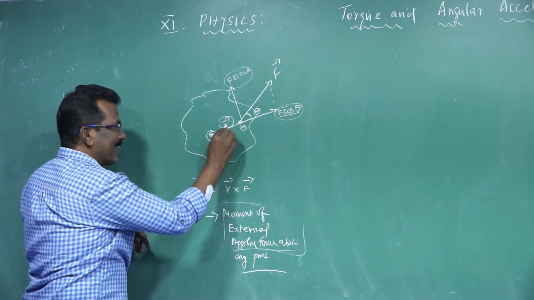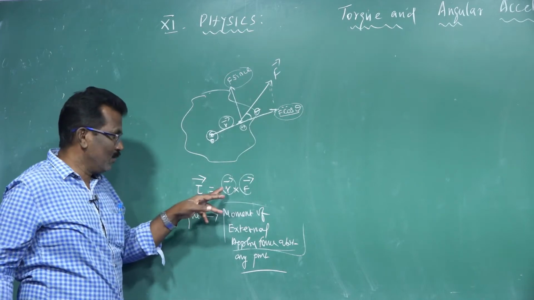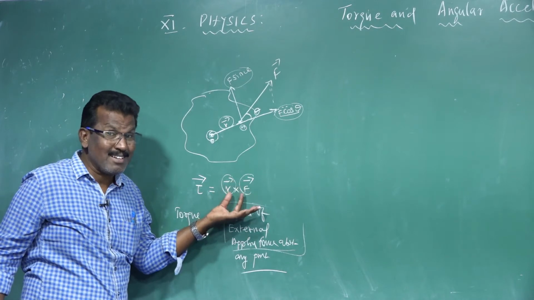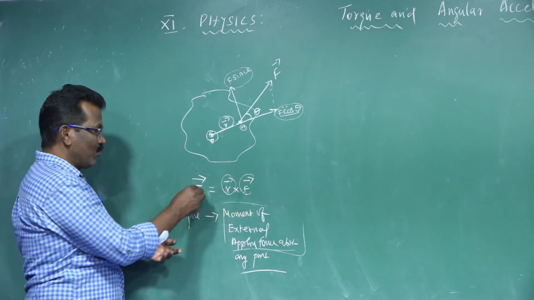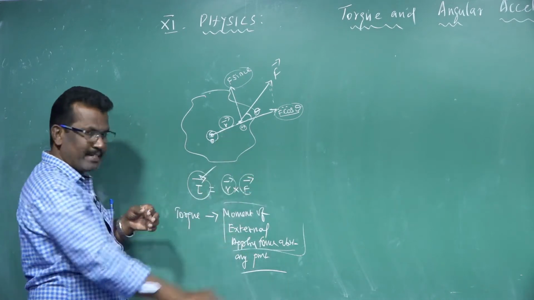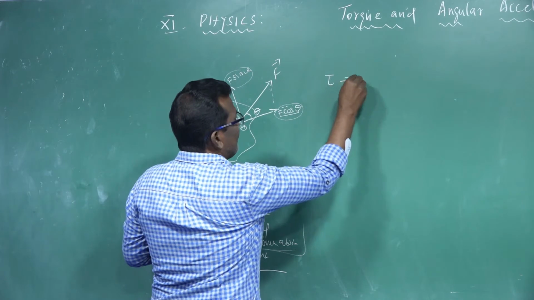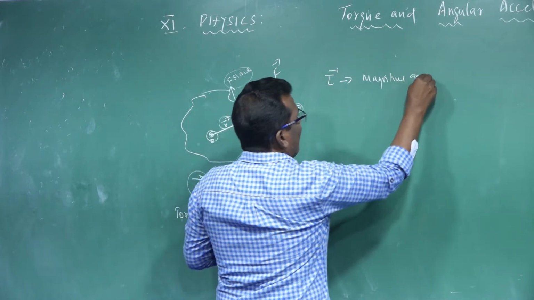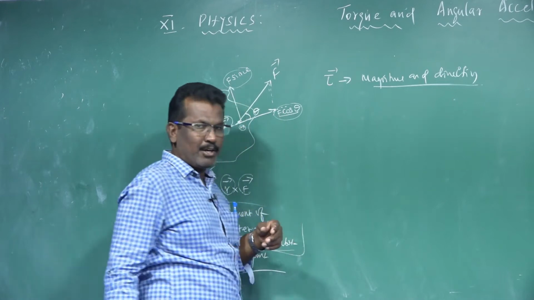So r has a direction along this, and force also has a direction. So r vector and F vector are two vectors, and the cross product of two vectors, the resultant is also a vector. So tau is also a vector. R vector cross F vector is equal to tau vector. So torque has magnitude and direction.